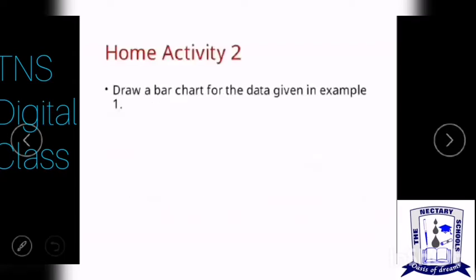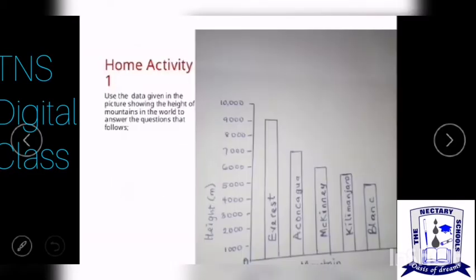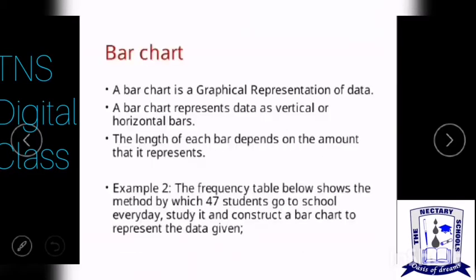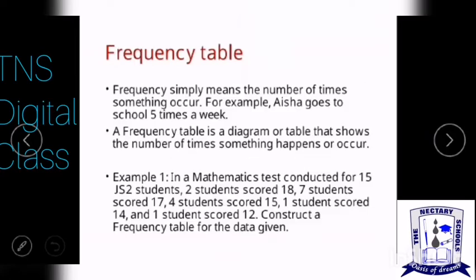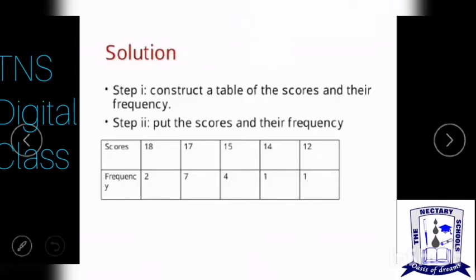Your home activity number 2 is to draw a bar chart for the data given in example 1. I hope you still remember example 1. This is example 1, and this is the frequency table. So I want you to construct a bar chart for this particular example. Okay?